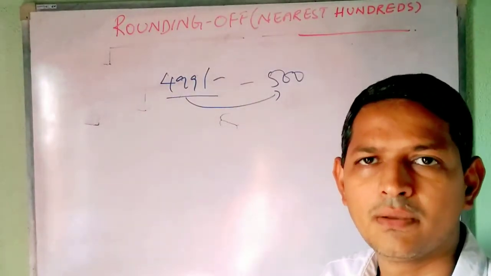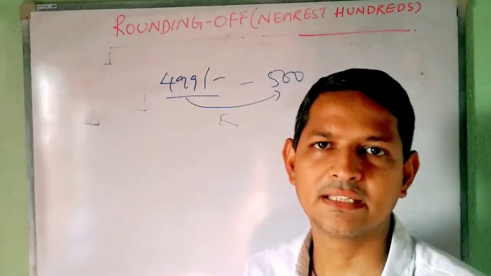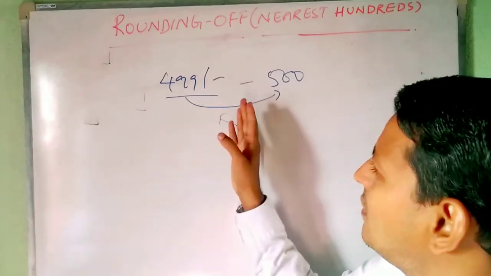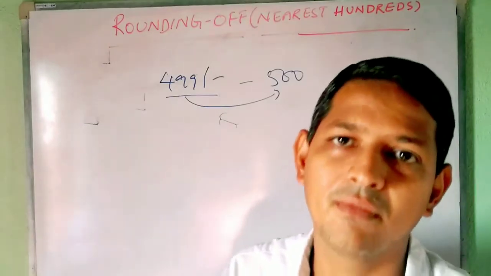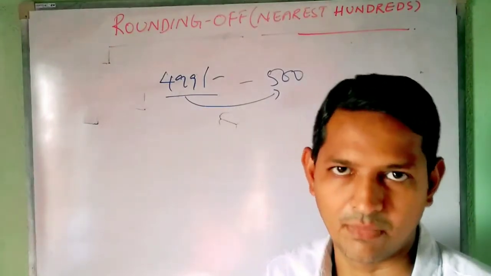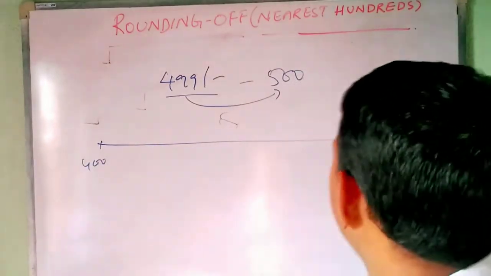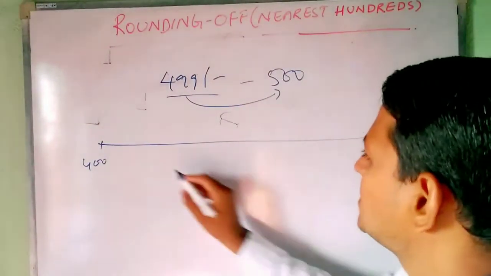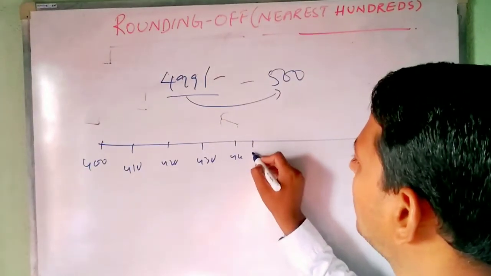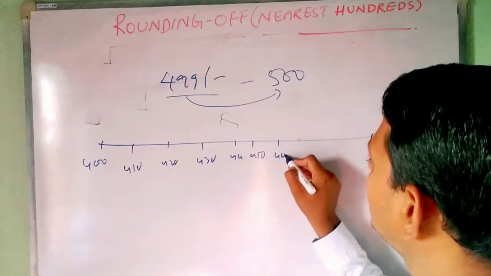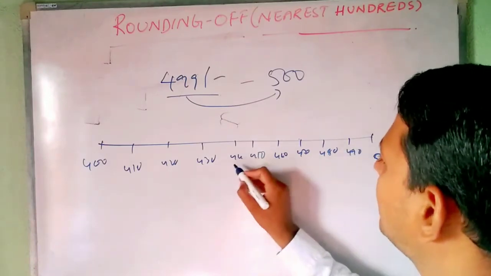So the rule remains the same. So now we understood how to round off to the nearest 10. In the same way, what is the meaning of rounding off? To which 100 is this particular number close? That number we tell instead of the exact number. That is the meaning of rounding off. Let us try to understand. If here there is 400, and here it is 500, this is 410, 420, 430, 440, 450, 460, 470, 480, 490, and this is 500.